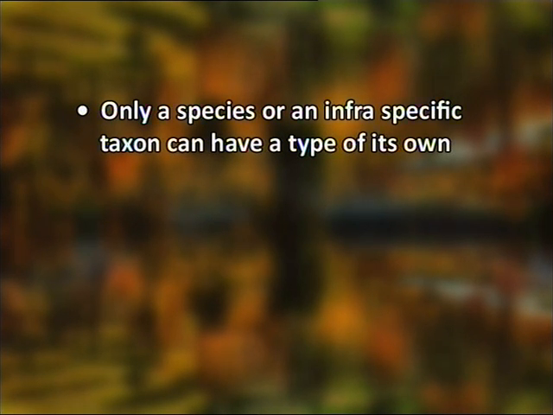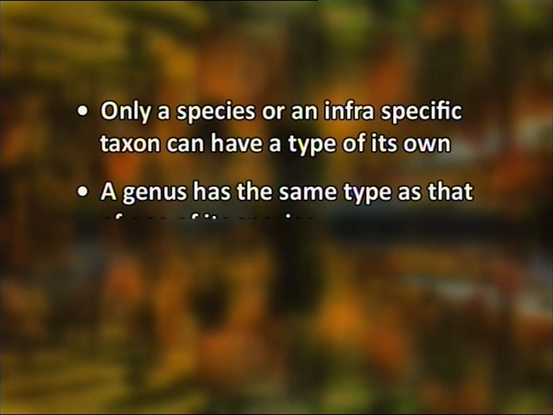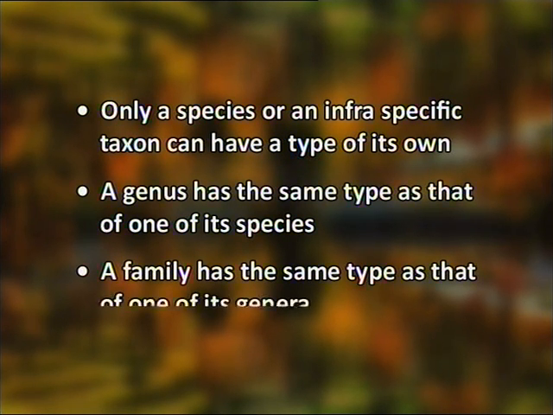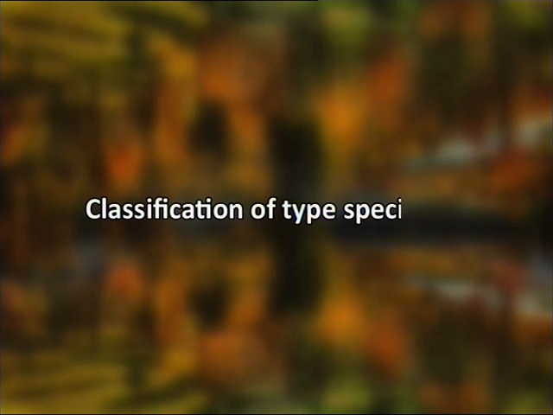The International Code of Botanical Nomenclature has devised certain guidelines for proper use of typification, which are: number one, only a species or an infraspecific taxon can have a type of its own. Number two, a genus has the same type as that of one of its species, and number three, a family has the same type as that of one of its genera. Now we will discuss classification of type specimens.